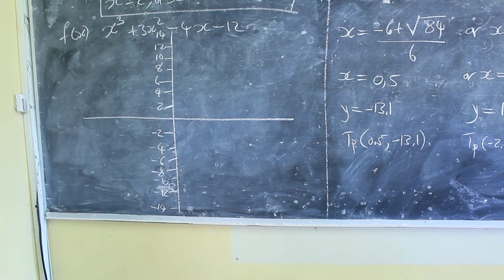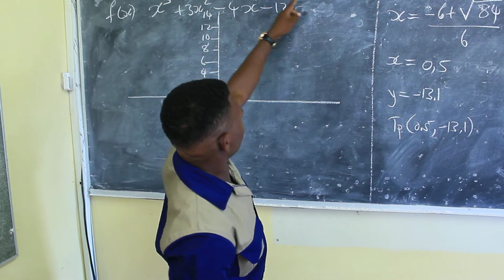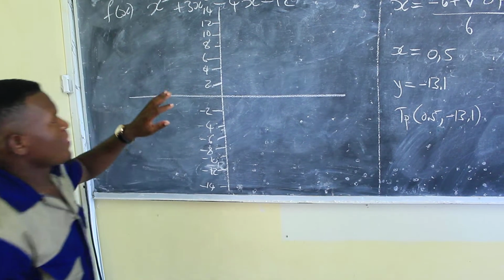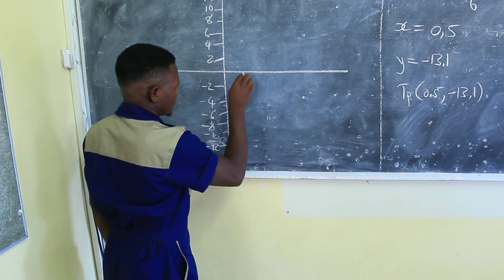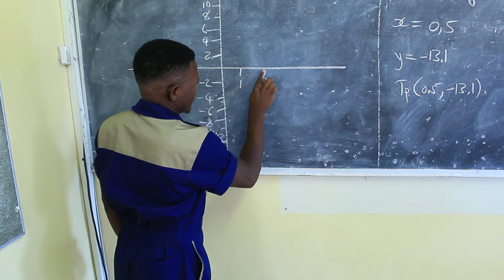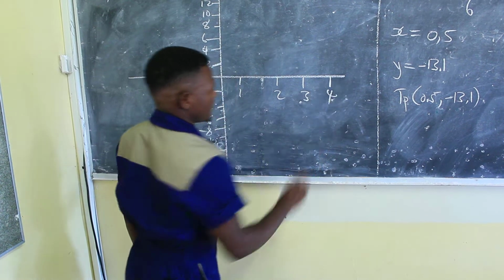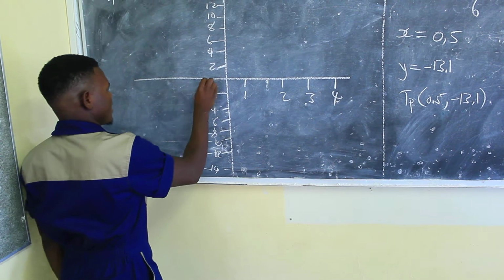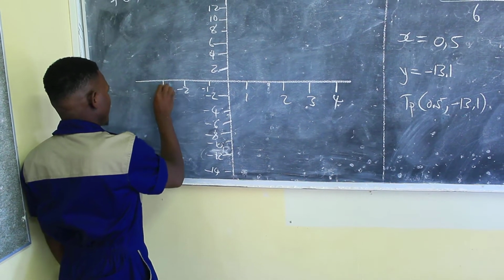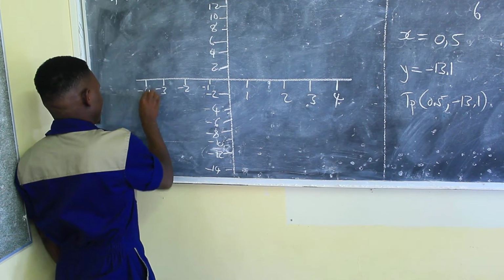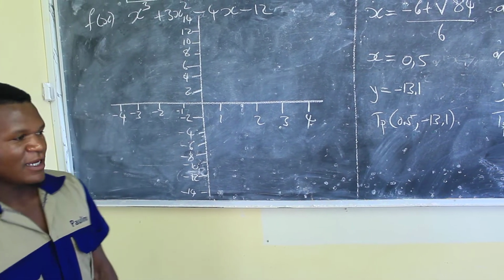We look at the x. We have 2, negative 2 and negative 3. Probably the highest will be 3. So we say 1, 2, 3, let's add 4. Okay? This side the same. Negative 1, negative 2, negative 3, and negative 4. That is our Cartesian plane. Okay? That is our Cartesian plane.